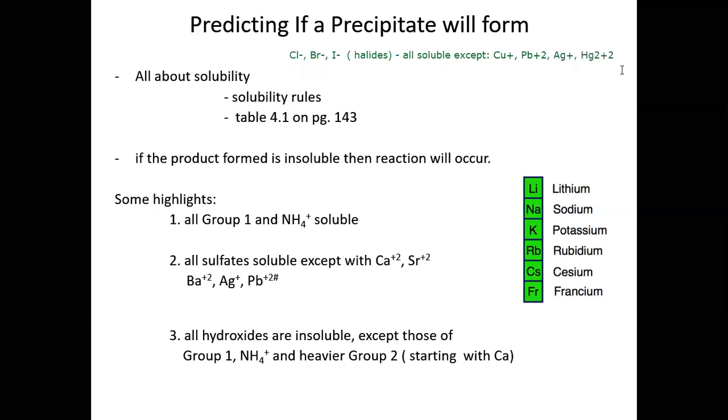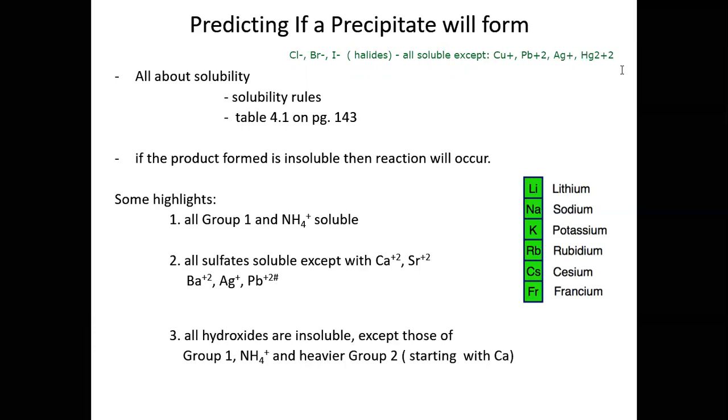So to give you some highlights from that chart, and that was one of them, the halides. Another thing that's a highlight is, as I said earlier, all group 1 and ammonium salts are soluble. So again, if you see a group 1 cation or ammonium in a compound, it's a soluble salt, regardless of the anion. You just look at it as lithium, sodium, potassium, rubidium, cesium, or francium. It's group 1, it's soluble, or ammonium. Those are the 2 conditions.